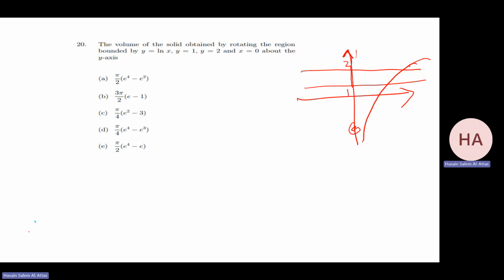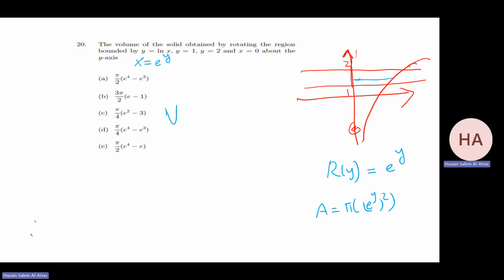Okay. So I want the strip on the line perpendicular to that. It means I need to do it this way. So I need to have things in terms of y, in terms of x, or in terms of y. So x equals e to the power y. Okay. And it will be a disk. So r of y will be what? E to the power y. And the area will be pi e to the power y squared.